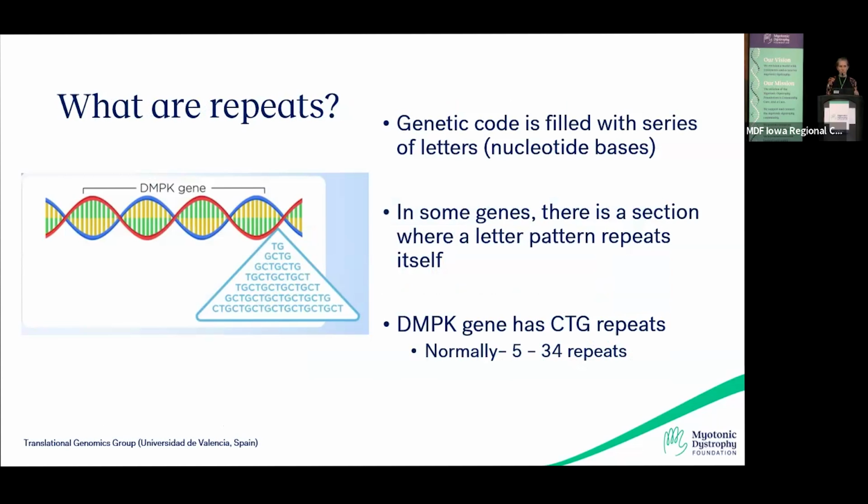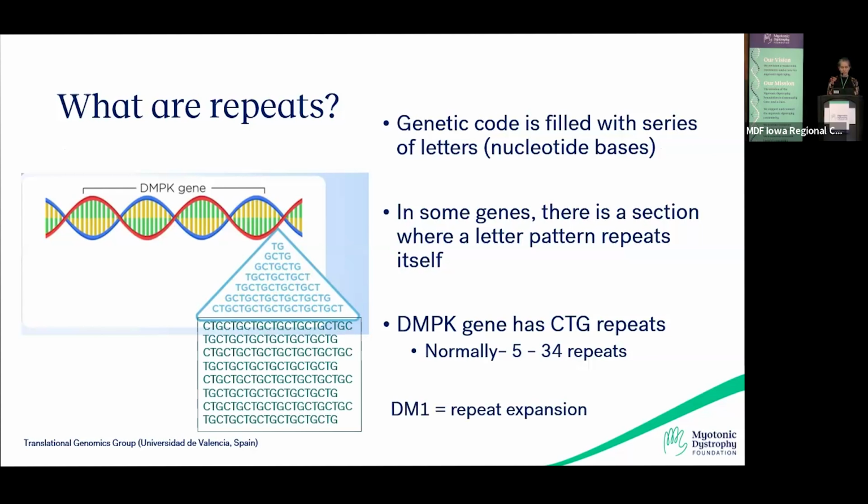In some genes, there can be a section where a letter pattern repeats itself. So in the DMPK gene, it has a section with CTG repeats. Looking at this diagram, you can see CTG, CTG, CTG. So there's a lot of that repetition. And that's normal. Normally, there's going to be anywhere from 5 to 34 of those repeats.